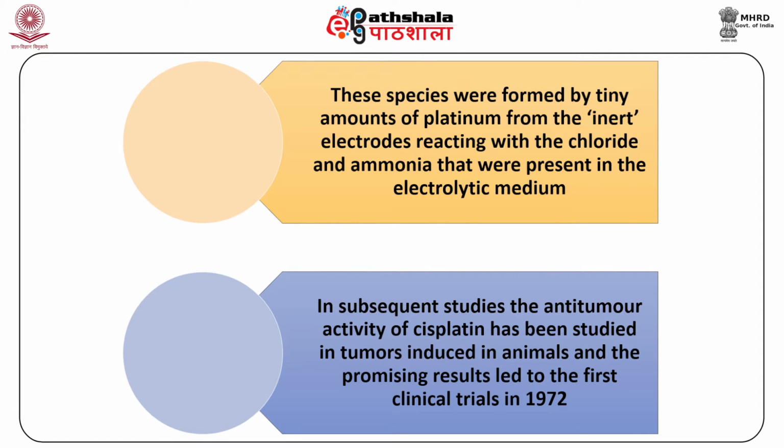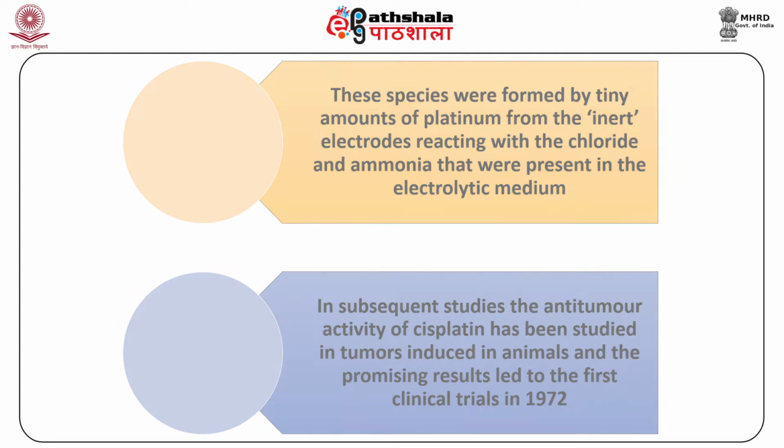These species were formed by tiny amounts of platinum from the inert electrodes reacting with the chloride and ammonia that were present in the electrolytic medium. In subsequent studies, the anti-tumor activity of cisplatin was studied in tumors induced in animals, and the promising results led to the first clinical trials in 1972.